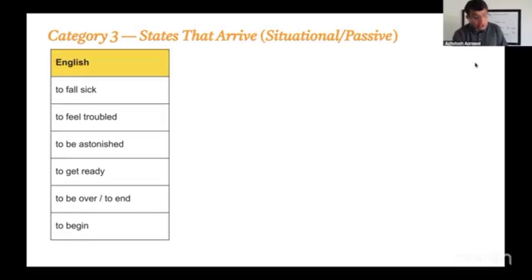The next category is your states that arrive, which is like people get sick, or they get surprised. Similarly, something it's beginning or it's ending, right? They can also be converted into a verb using the hona, okay.